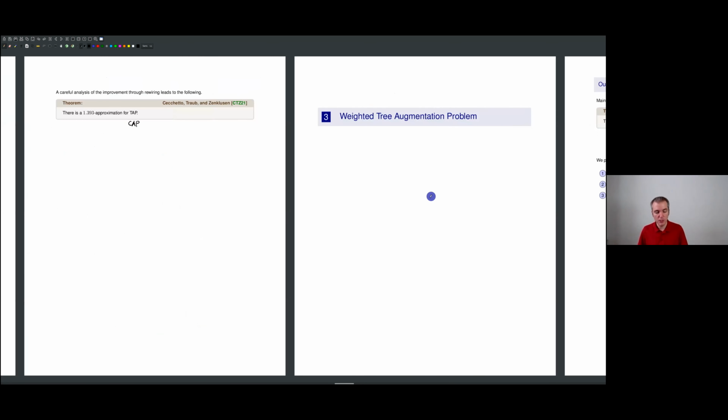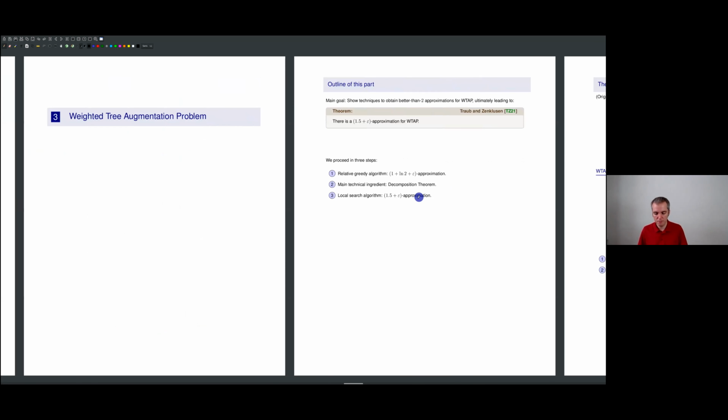Good. And now I would like to move over to the weighted version of tree augmentation. Let me just start with the outline. What I want to do today, as I may have mentioned at the beginning, I turned out to be a little bit too over-ambitious in terms of what I can cover, so I will maybe have to skip a few parts, at least some proofs, but I think I should be able to convey the main message. The main thing here is to go to this problem of finding better than two approximations for weighted TAP.